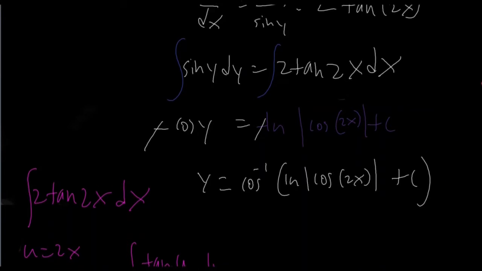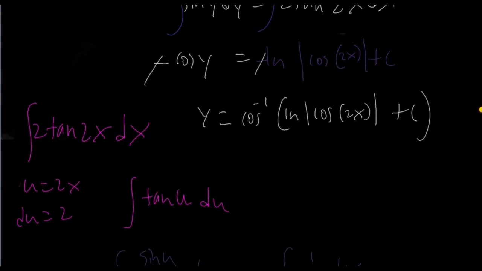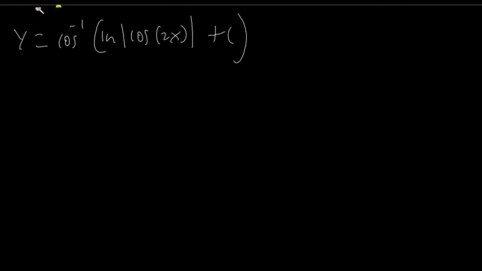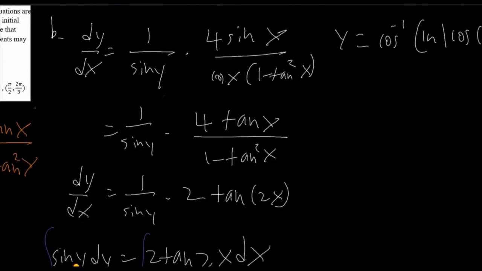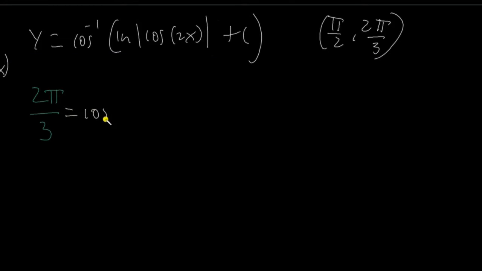And then let's look at our initial condition now. Initial condition is pi over 2 and 2 pi over 3, right? So I'm going to move this to somewhere where it's easier to work with. Okay, copy paste is finished. And the point was pi over 2, 2 pi over 3. Now we just plug that in. We'll plug in 2 pi over 3 for y, being equal to the inverse cosine of the natural log of cosine of 2 times pi over 2 plus c.